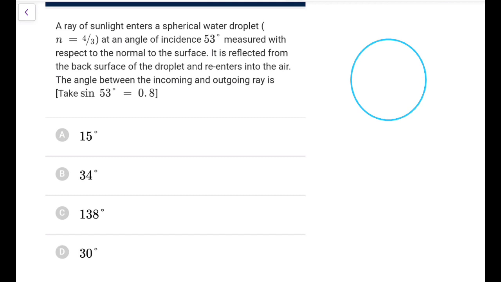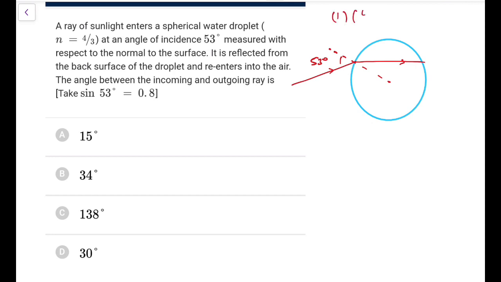Now a ray of sunlight enters a spherical water drop at an angle of incidence with respect to the normal to the interface. So let's say it enters somewhere here like this. The normal means the line joining the center, and this angle is 53 degrees, measured with respect to the normal. It is refracted into the back surface of the drop and reflected from the back surface. So it will go somewhere here and be reflected. So first calculate the Snell's law part.